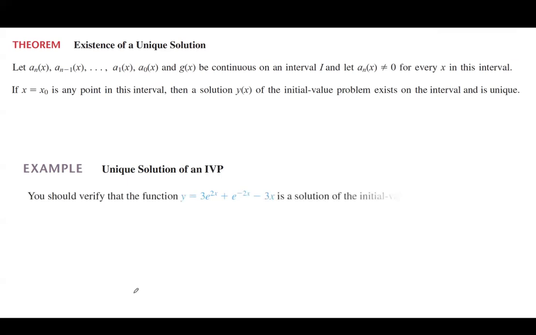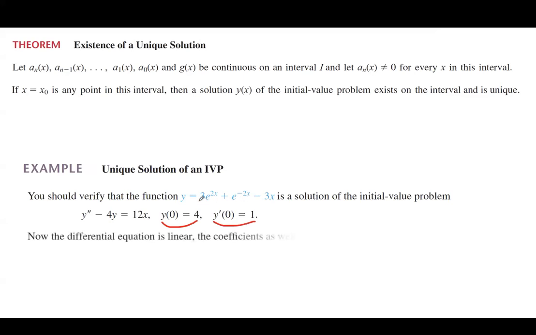You can easily verify that y equals 3e^(2x) + e^(-2x) - 3x is a solution of the initial value problem. Here, on the left-hand side, you have the second derivative of y minus 4y equals 12x, with y at 0 equal to 4 and y prime at 0 equal to 1.